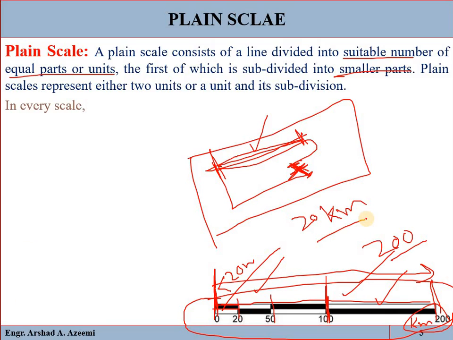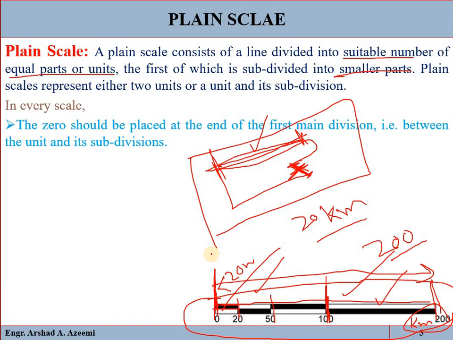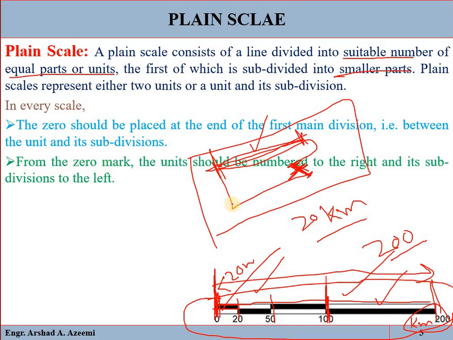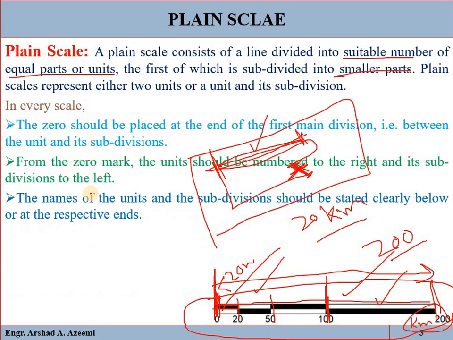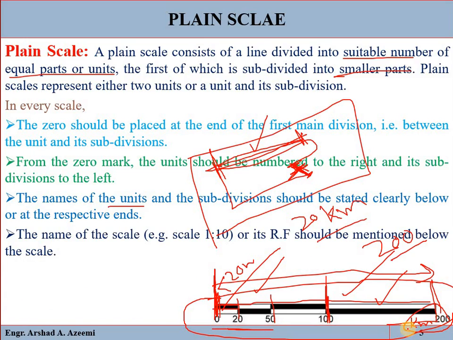Okay, so in every scale, first the 0 will be placed at the starting point. Remember, these are just the rules or recommendations of the plane scale. The 0 will be placed at the end of the first division between the units and its subdivision. From the 0 mark, units should be numbered to the right and subdivisions to the left. The names of the unit and the subdivision should be stated clearly, meaning the name of the unit on this side and the unit on the right side, and the name of the scale. You will also have to write the representative fraction of the scale.